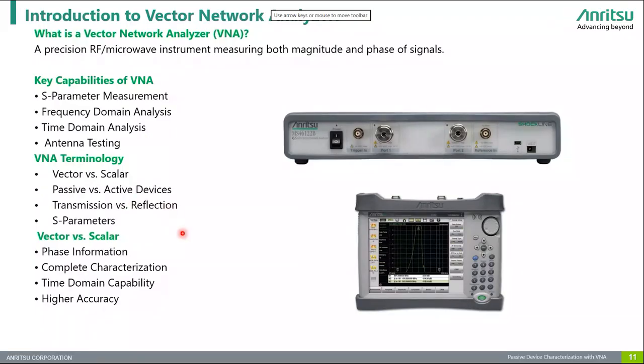This slide also highlights important terminology: vector versus scalar. A vector instrument provides phase information, enabling complete characterization and higher accuracy. Passive versus active, VNAs can test both, though the setup and interpretation differ. And transmission versus reflection. These are the two fundamental behaviors we measure using S-parameters. The images on the slide show examples of Anritsu VNA hardware, giving you a sense of what these instruments look like and how they are used in practice. These fundamentals will help you appreciate the power and versatility of VNAs as we move into specific applications and measurement techniques in the coming slides.